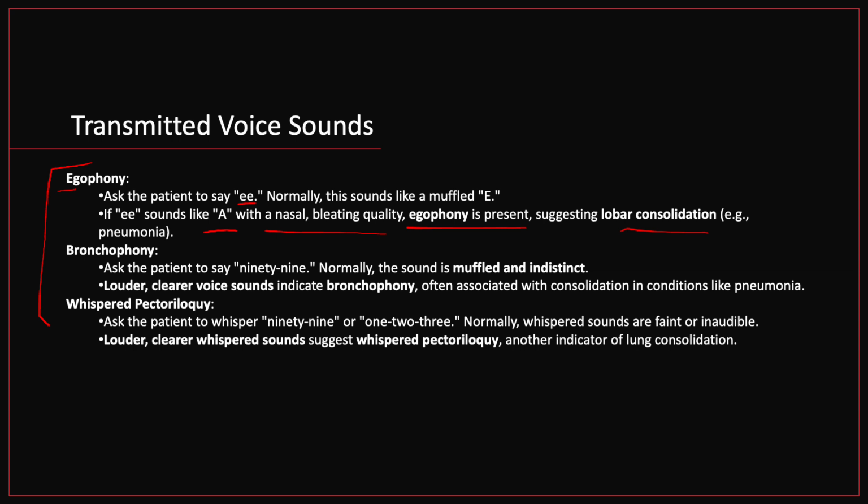Then bronchophony, we're going to ask the patient to say 99. Normally the sound is muffled and indistinct, but a louder, clearer voice indicates bronchophony, which is often associated with consolidations and conditions like pneumonia. So for whispered pectoriloquy, you're going to ask the patient to whisper 99 or 1, 2, 3. Normally whispered sounds are faint and inaudible. Louder, clearer whispered sounds suggest whispered pectoriloquy, which is another indicator of lung consolidation.